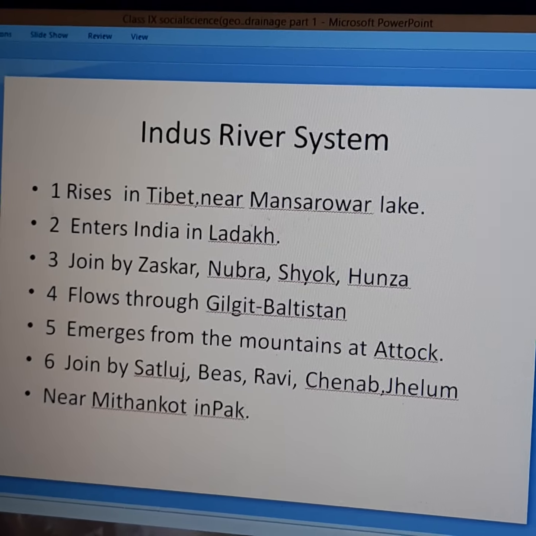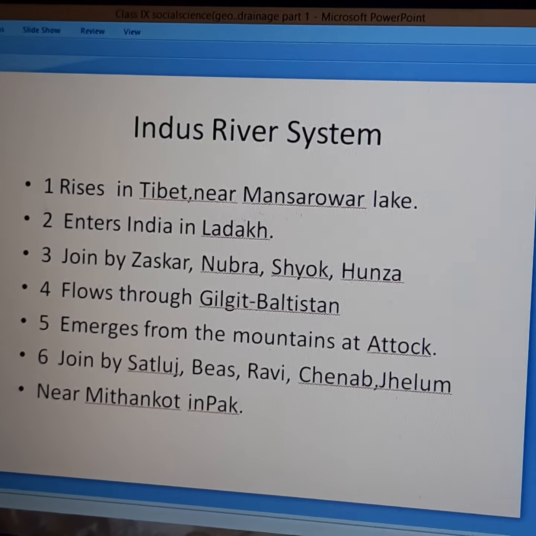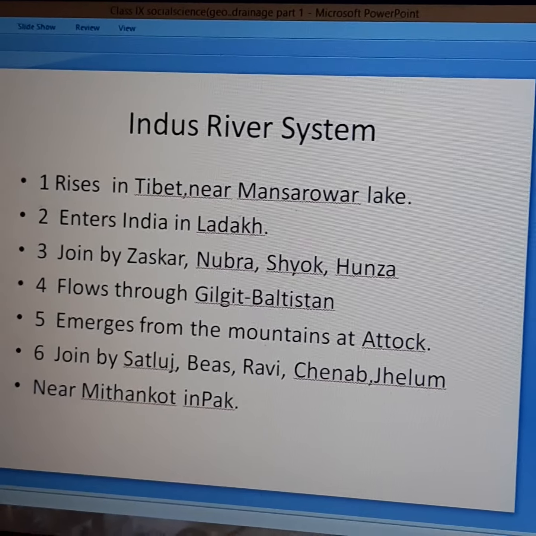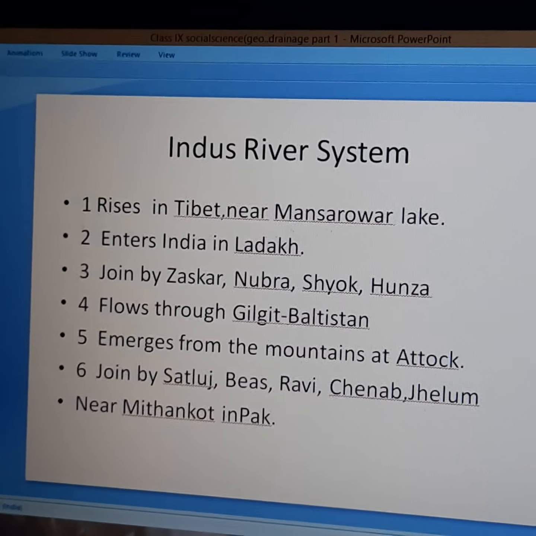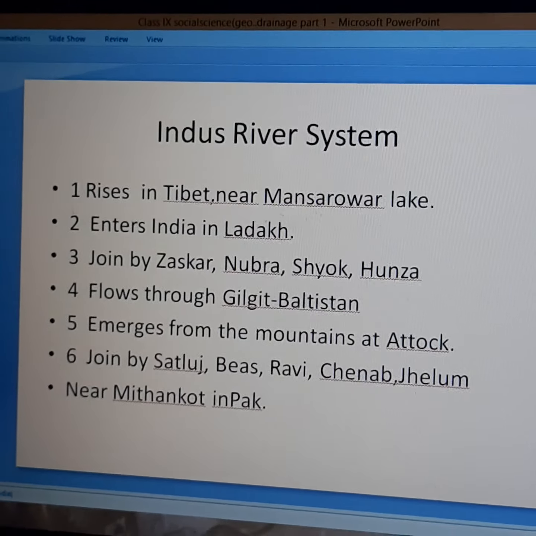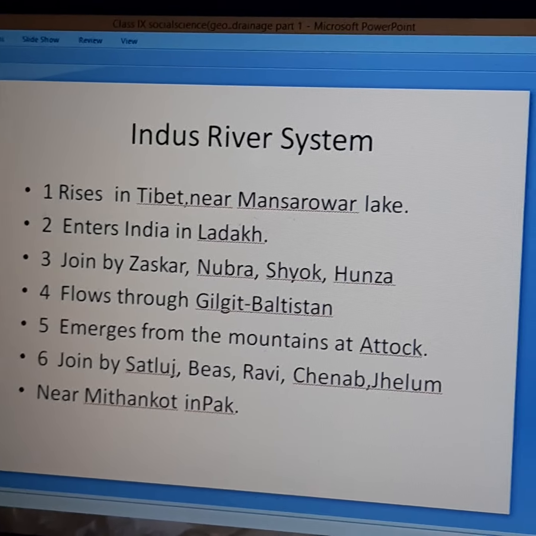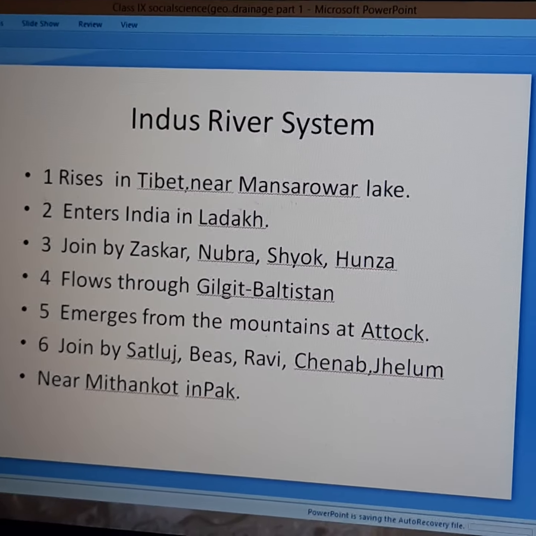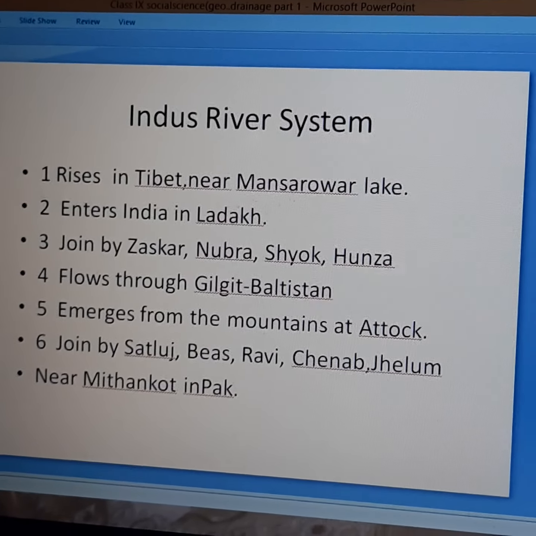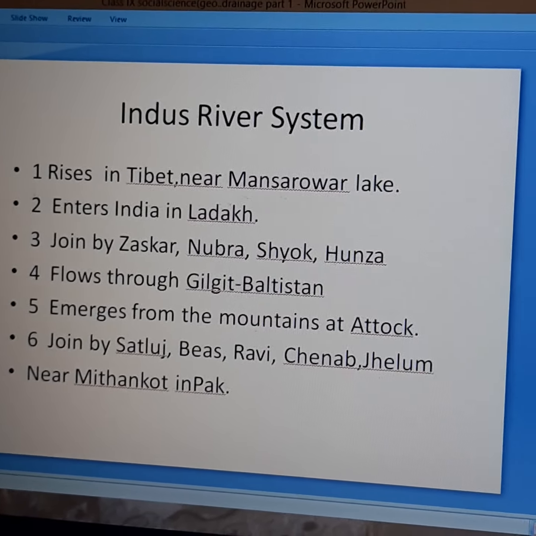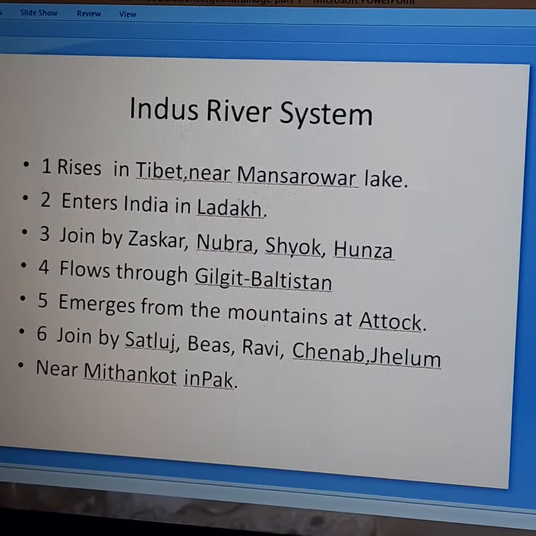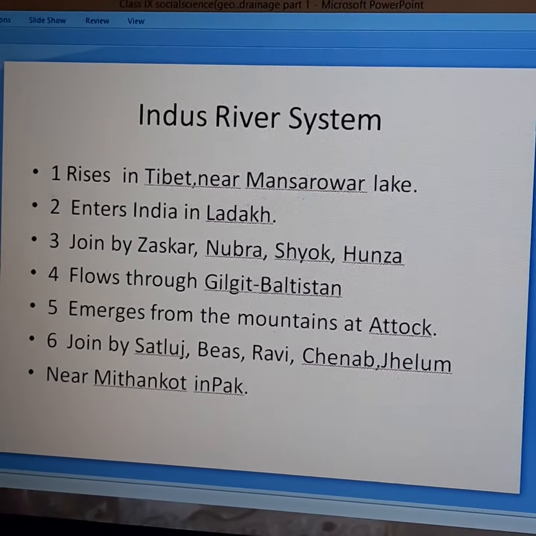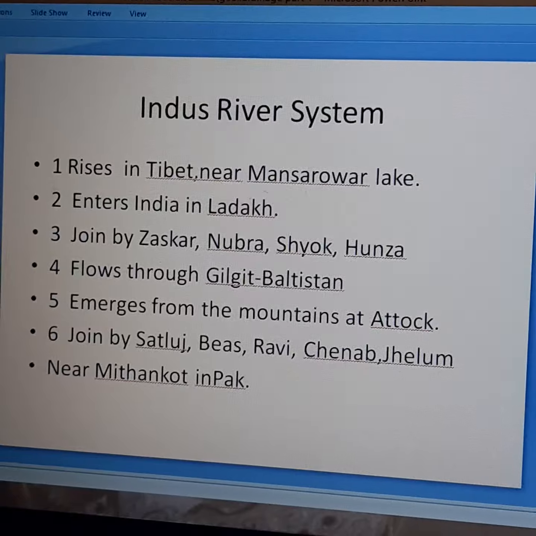The river Indus is joined by several tributaries like the Zanskar, the Nubra, the Shyok, and the Hunza, and they join in the Kashmir region. The river Indus flows through Baltistan and Gilgit, which is an administrative area of Pakistan, and here it emerges from the mountains at Attock.